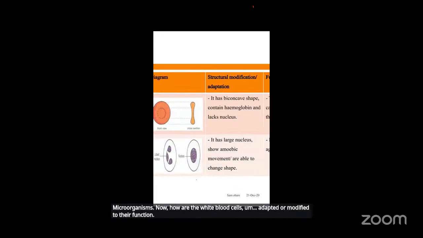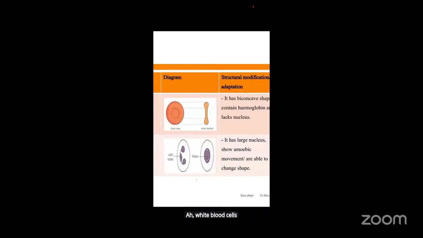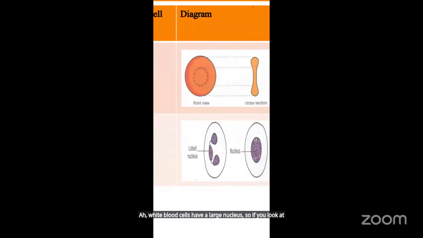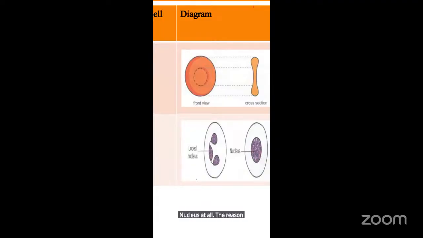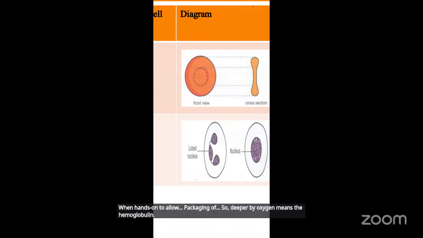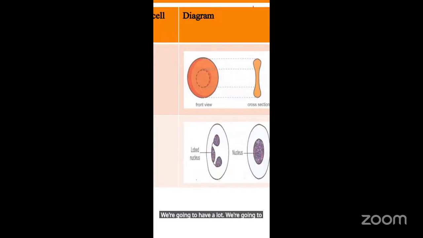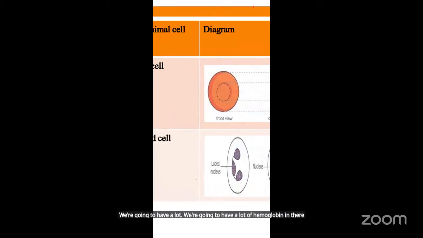Number one, all white blood cells have a large nucleus. So if you look at these ones here, you will see they have a large nucleus. One thing you should know about the red blood cells is that they do not have a nucleus at all. The reason why they do not have a nucleus is to allow packaging of oxygen. So that means we are going to have a lot of hemoglobin in there, and because we want more room and space, we will have no nucleus.